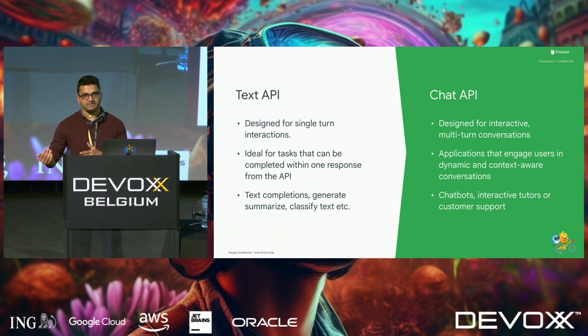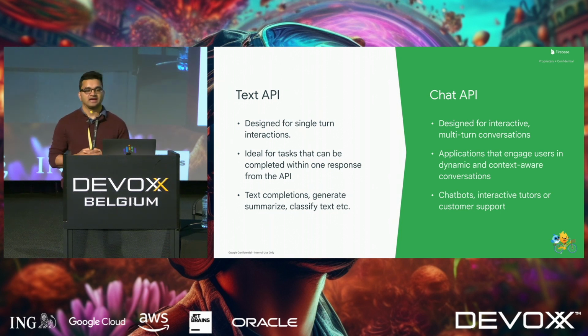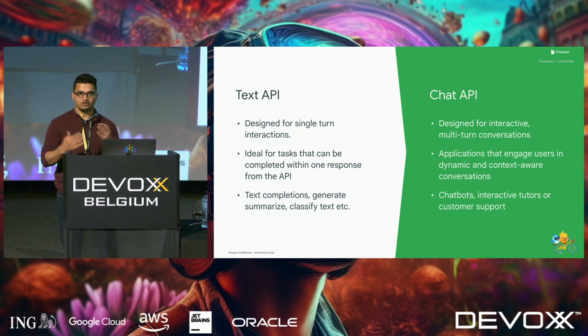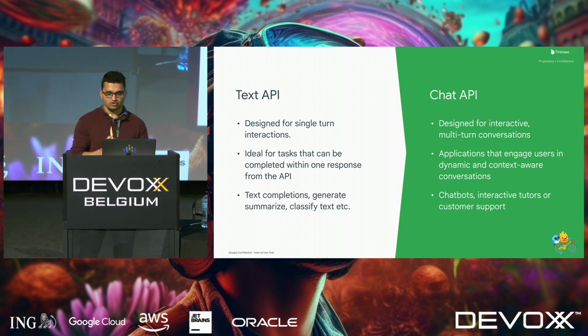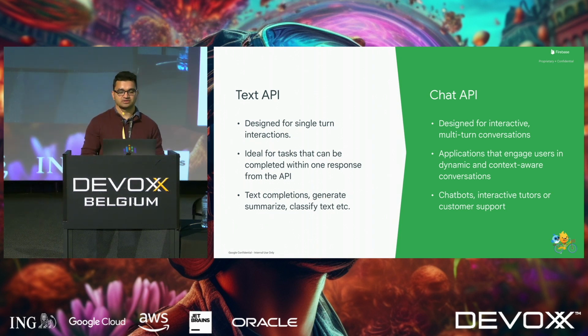And then there's the other API, which is the chat API. Now, the chat API is designed for interactive multi-turn conversations. And the idea here is that in the chat context, the context of the previous chats that the user was talking about is very important and has to be dynamic and context aware. And so this is where things like chatbots, interactive tutors, or customer support come in.